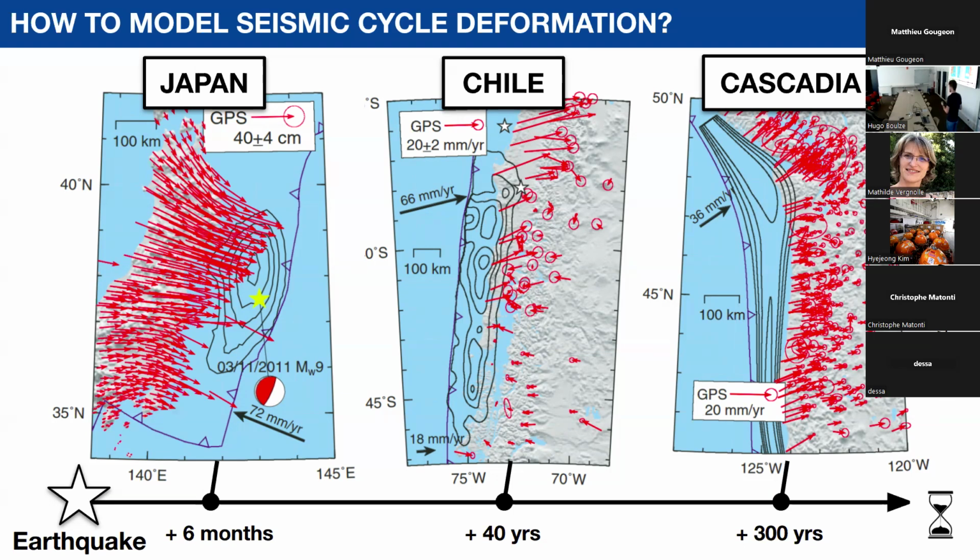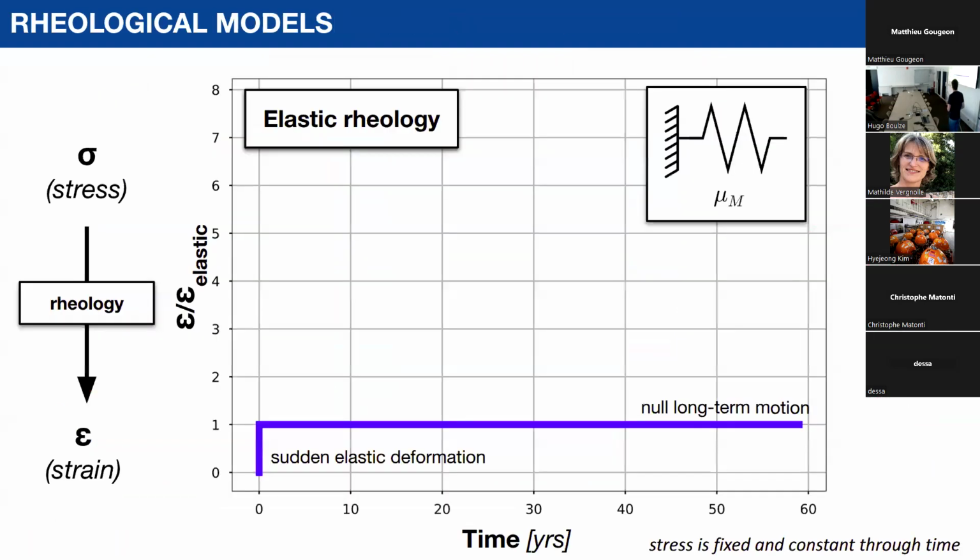So the question is, how can we model these different stages in the deformation? We use what we call rheological models. Rheology is the link between the stress, the force you apply on the material, and its response, the deformation of the material. The most commonly used rheological model is the elastic model, for modeling, for example, the earthquake. Here, when we apply a stress to an elastic material, you have a sudden elastic deformation, and then no more long-term motion. You have no more deformation after you impose your stress.